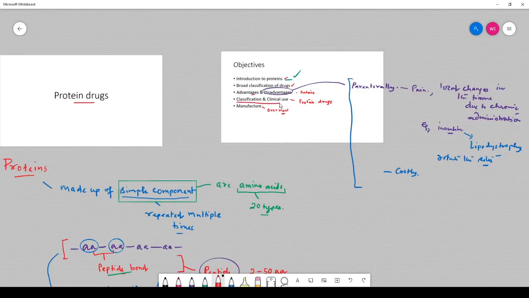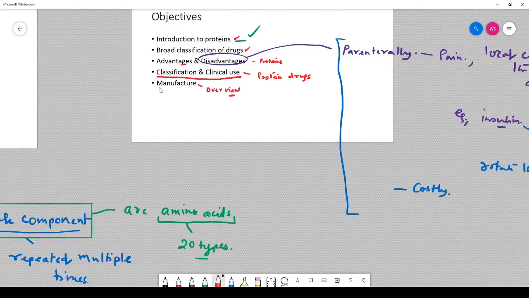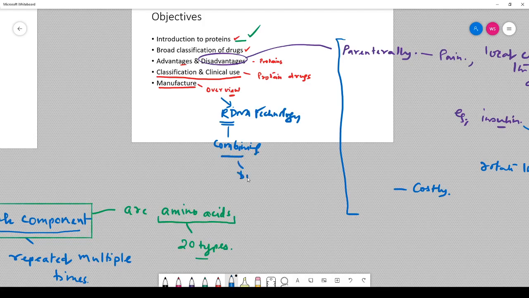So up till now we were talking about the classification and clinical use of protein drugs. So now let's have an overview of manufacture. So we said most of the protein drugs are produced by recombinant DNA technology. Okay. So what is recombinant DNA technology? Recombinant meaning you are combining. What are you combining? DNA from different sources which do not exist in nature.